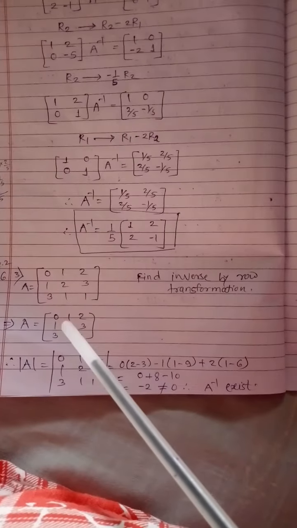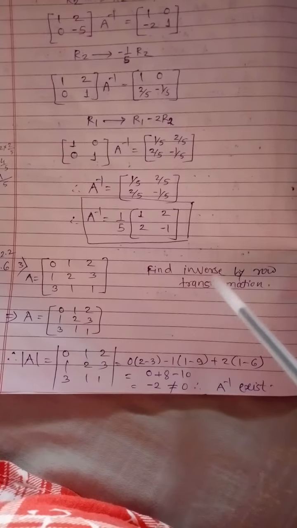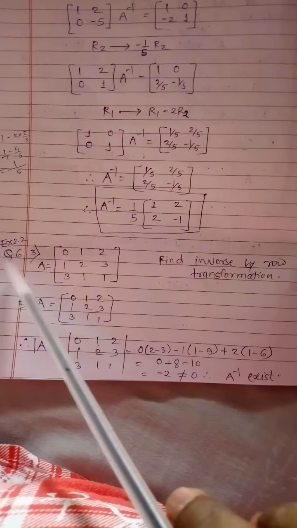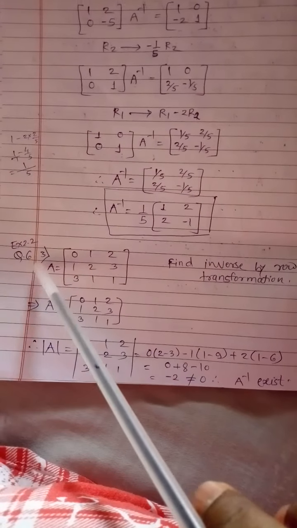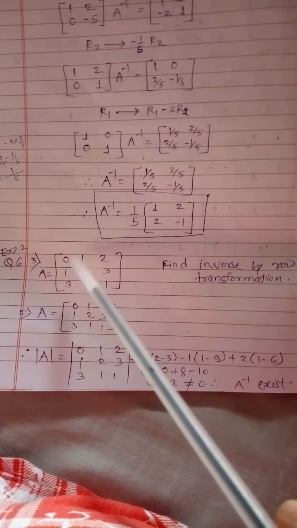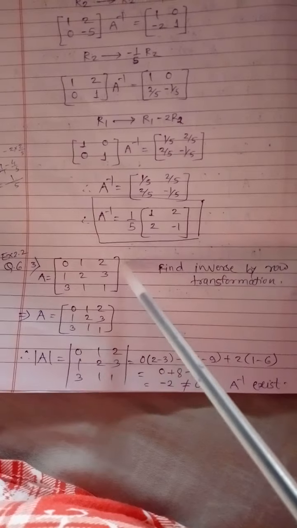Now for a matrix of order 3 by 3, how can we use this? So find again the inverse by row transformation. This is also an example from exercise 2.2, question number 6. Example 3rd: 0 1 2, 1 2 3, 3 1 1. So this is the given matrix.